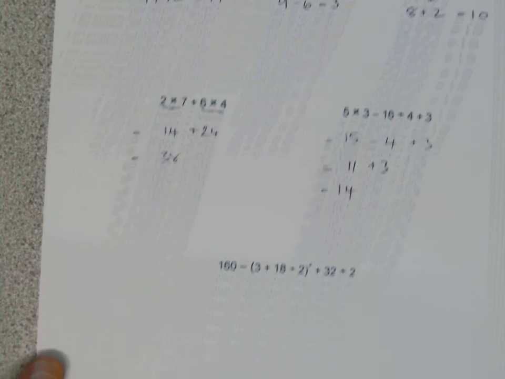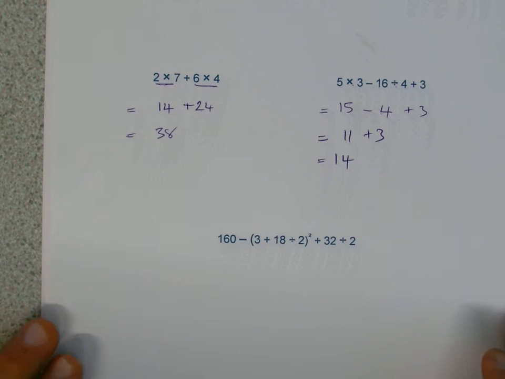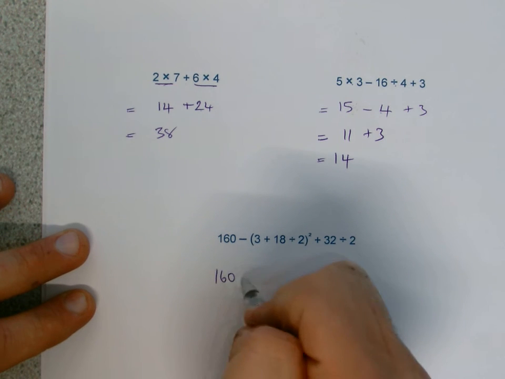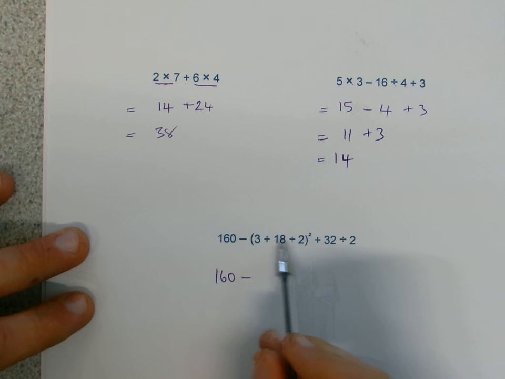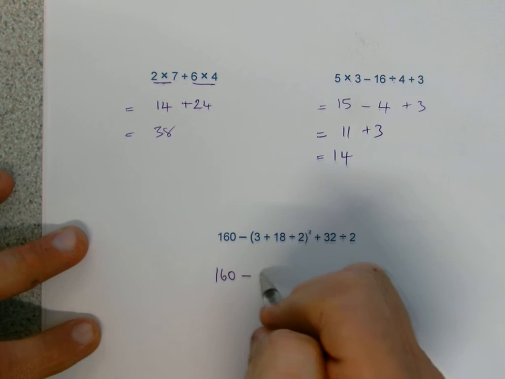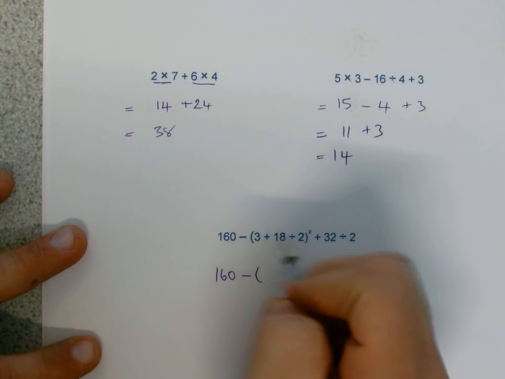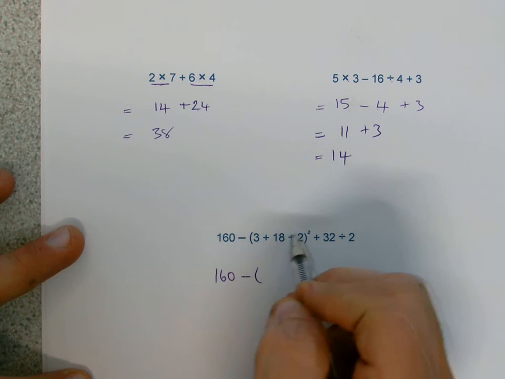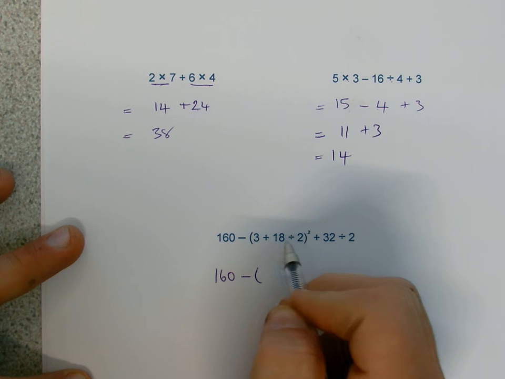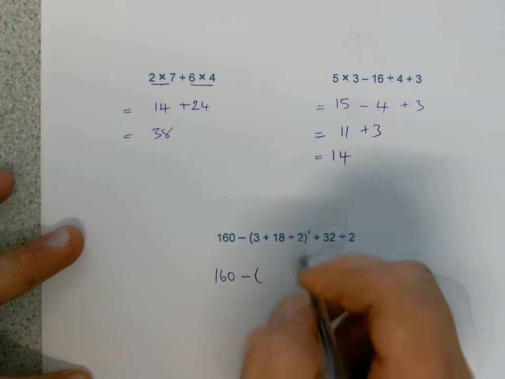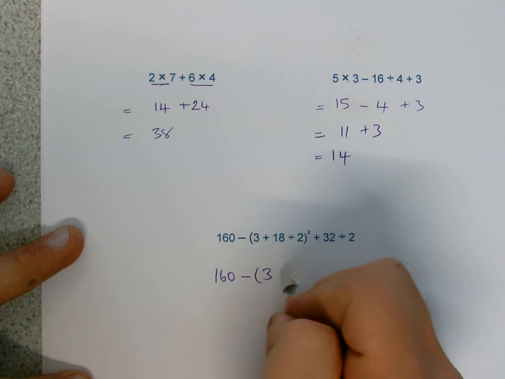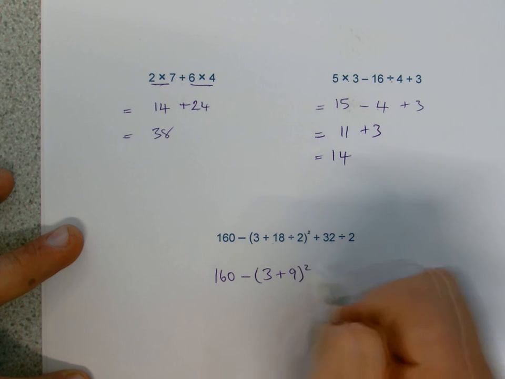Now one final one to look at involving a bracket. As I said, when you have a bracket, you need to work out everything in that bracket first, and ignore everything outside. In the bracket, you need to make sure you work through BODMAS as well, if there's something complicated like this. Notice in here, you've got 3 add 18 divide by 2. You need to do the divide first. 18 divided by 2 is 9.